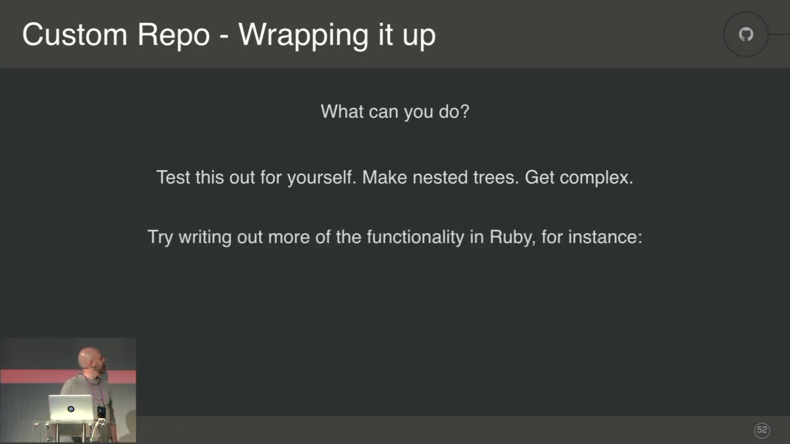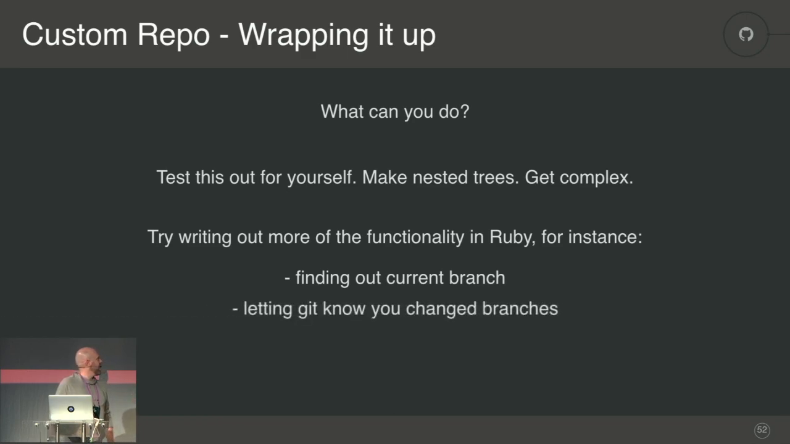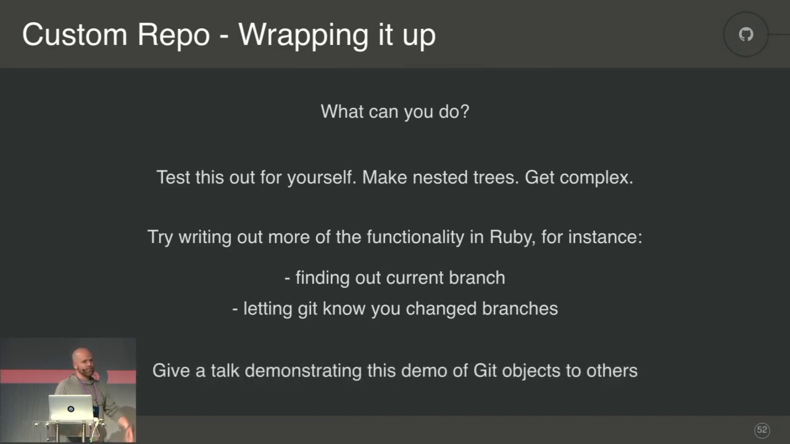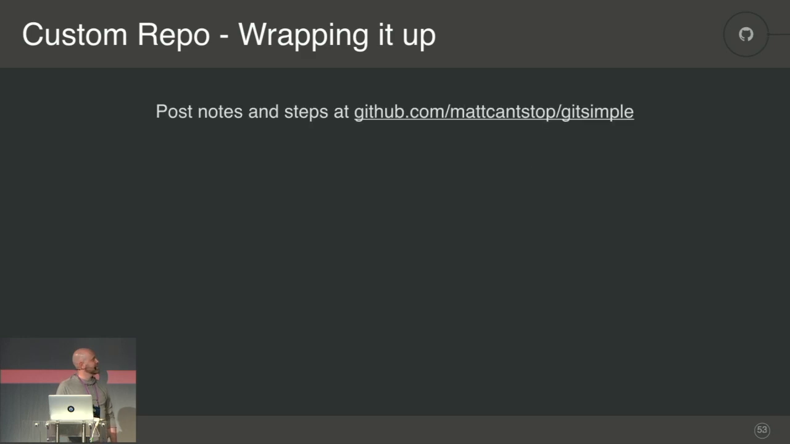And you can try writing out more of the functionality in Ruby. For instance, it wouldn't be a stretch to find out what the current branch is by writing your own Ruby command. Knowing now where those things are stored, that shouldn't be overly complex. And letting Git know you changed branches is another thing that you could write out in Ruby, or your scripting language of choice. Doesn't have to be Ruby by any stretch. And you could give a talk demonstrating this to others with Git knowledge.